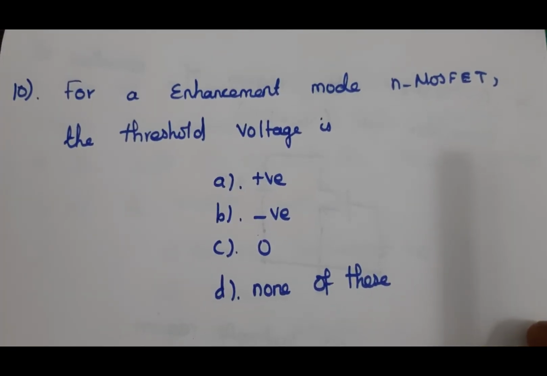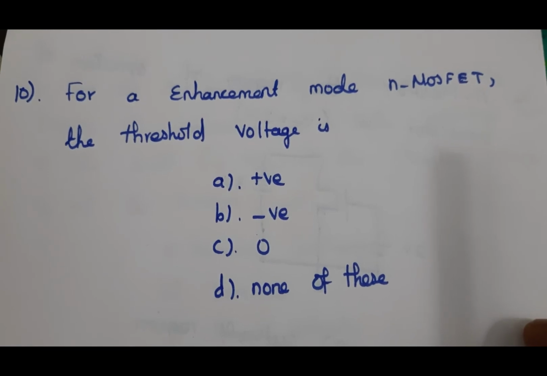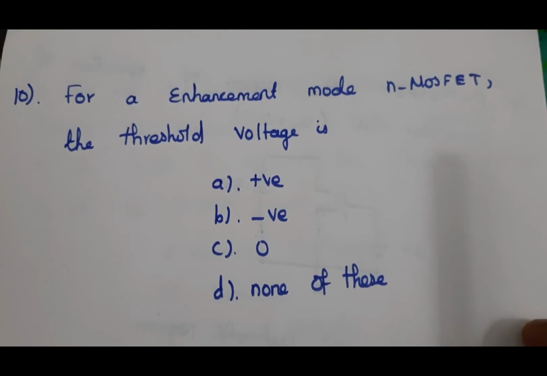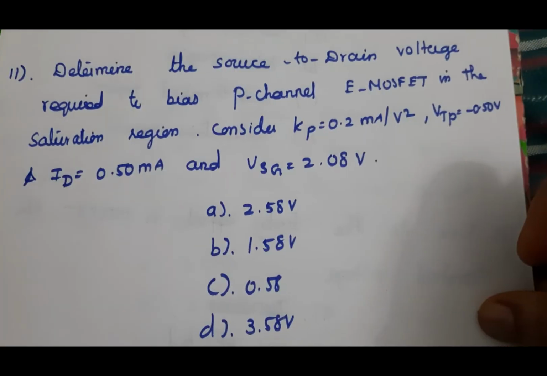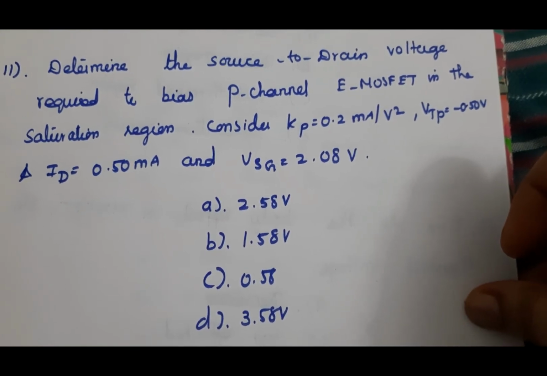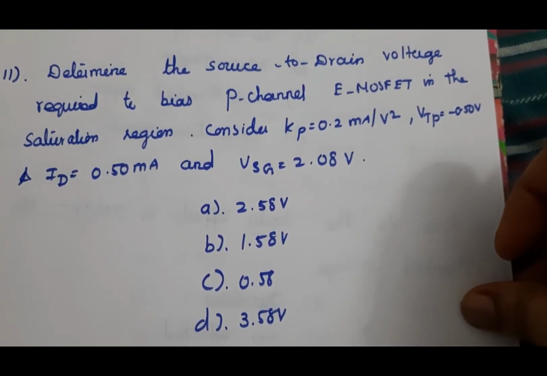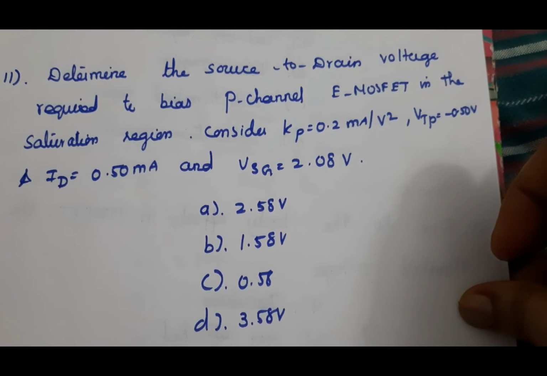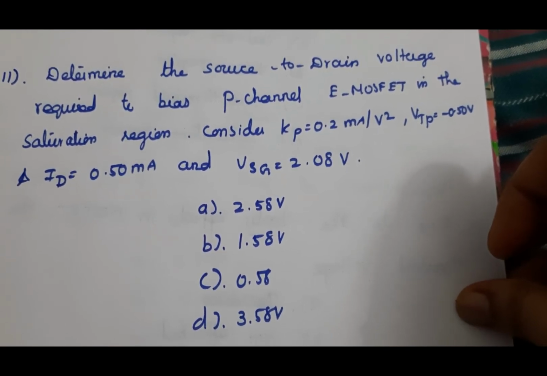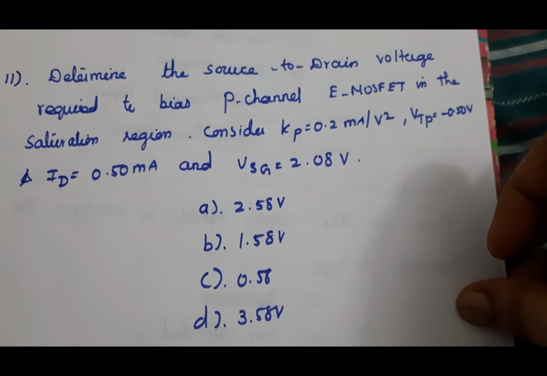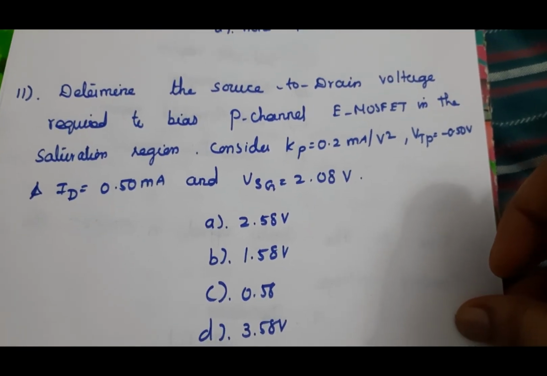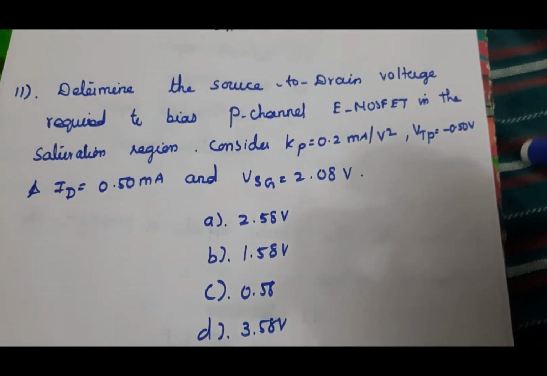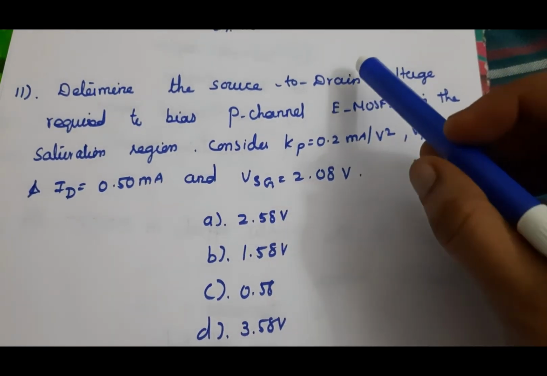10th question, for an enhancement mode N MOSFET, the threshold voltage is positive, negative, 0, or none of these. For an enhancement mode N MOSFET, the threshold voltage is. 11th question, determine the source to drain voltage required to bias a P-channel enhancement MOSFET in the saturation region. Consider Kp equal to 0.2 milliamps per volt squared, the threshold voltage of the P-channel enhancement MOSFET equal to minus 0.5 volts, ID equal to 0.5 milliamps, and VSG, that is source gate voltage, equal to 2.08 volts, and find the VSD value here.